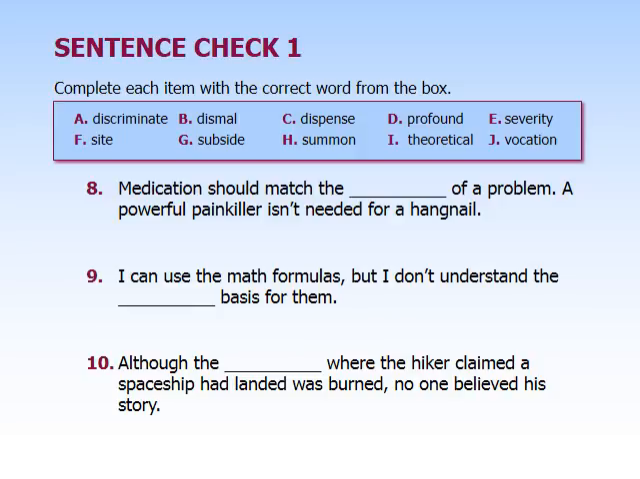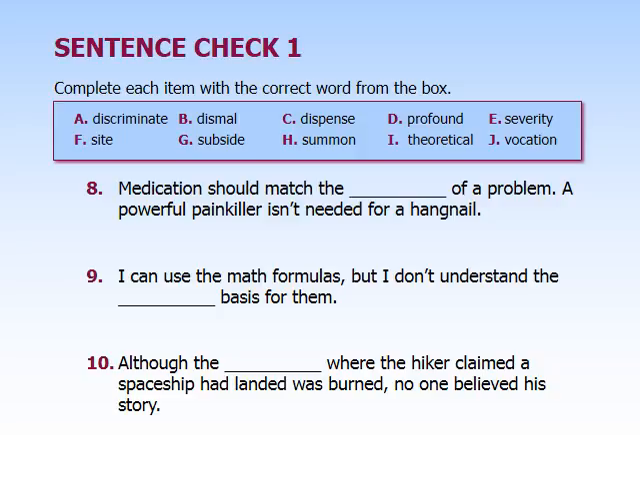All right, medication should match the blank of a problem. A powerful painkiller isn't needed for a hangnail. So a hangnail is when, with your fingernails, sometimes a part of your fingernail comes off on the side, and it can be painful, but it's not very, very serious, so you don't need a powerful painkiller for that. So the level of the problem, how bad it is.